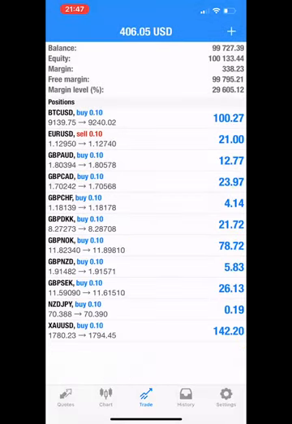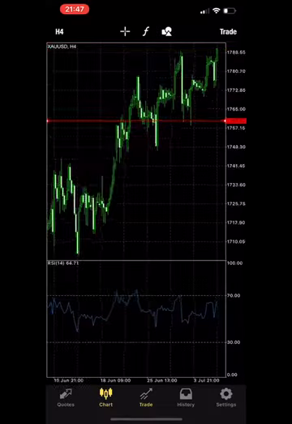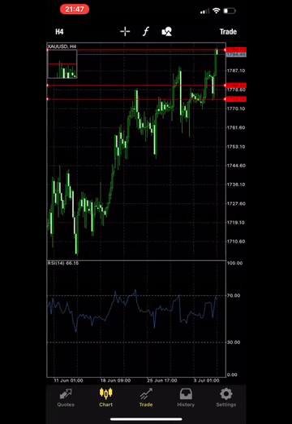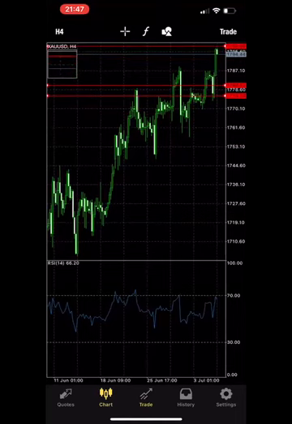So I entered this trade as a buy, right? I'm going to go to the chart and show you something. I entered this trade at 1780, which is around here. My stop loss is at 1775, which is here. My take profit is, let's just say, here. The first red line, above, is the take profit. The second red line, in the middle, is where I enter the trade. And the third red line, at the bottom, is my stop loss.